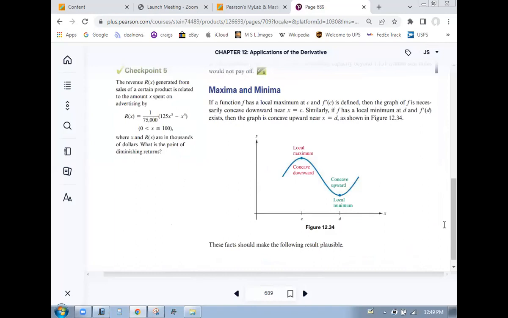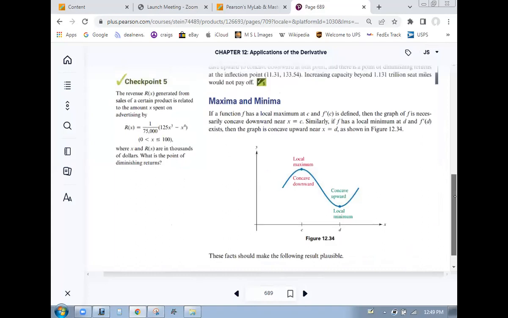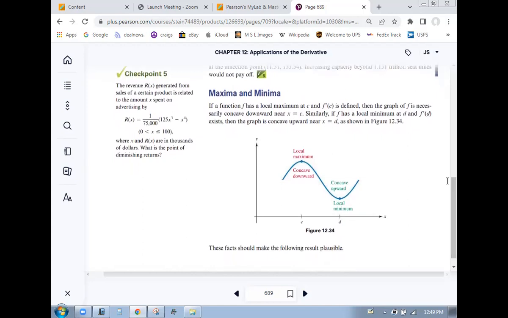Maxima and minima. There's too much in this section. All right, so we'll have to come back to this next time. This section is too long to do in one class.